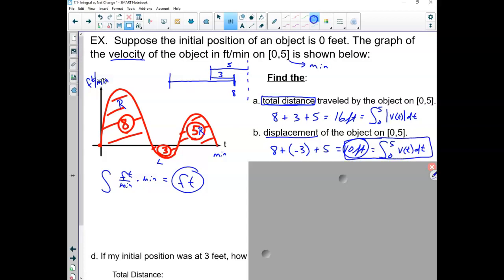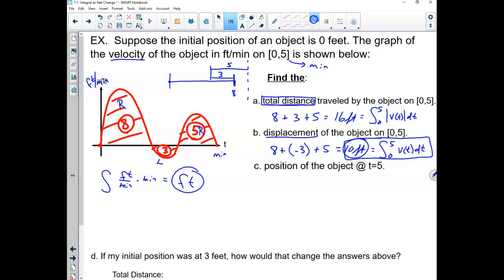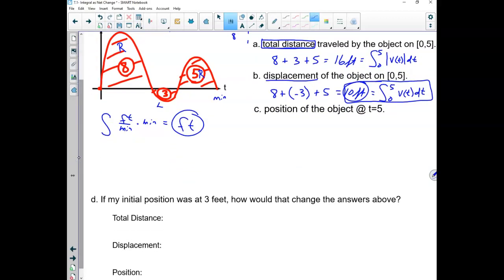So that's what we're really trying to look at, the difference between total distance, displacement, and now we're also going to be looking at position. What is the position of the object at t equals 5? If I'm thinking about position, I always need to remember my position will equal my initial position plus displacement. My position is my initial position plus displacement. My displacement is simply how far I moved in relation to where I started.